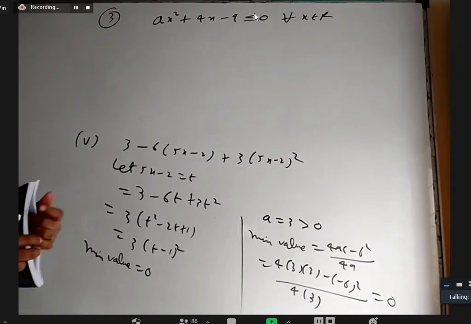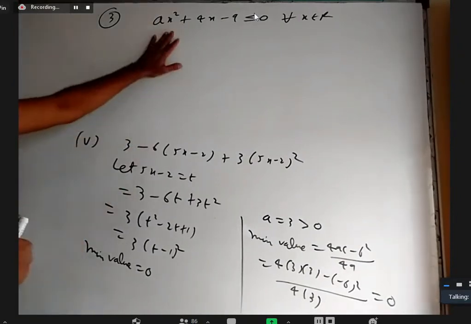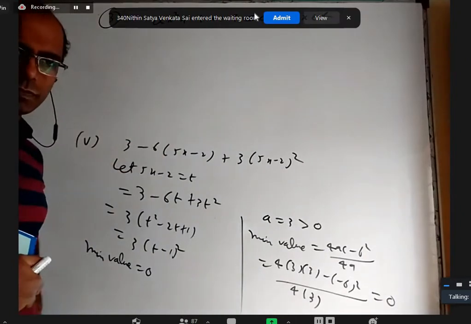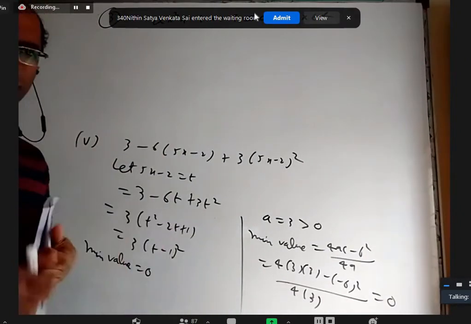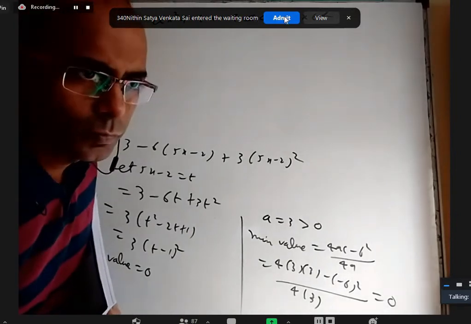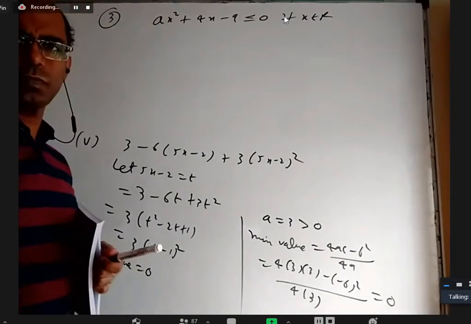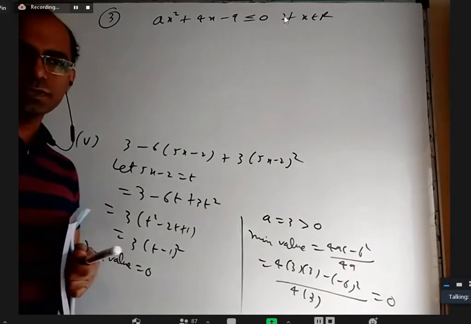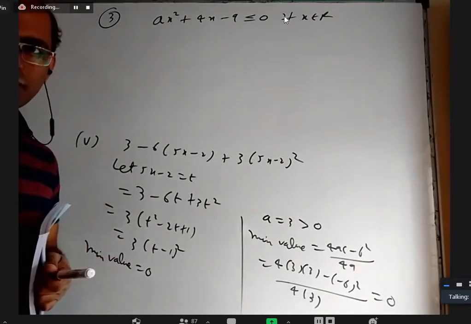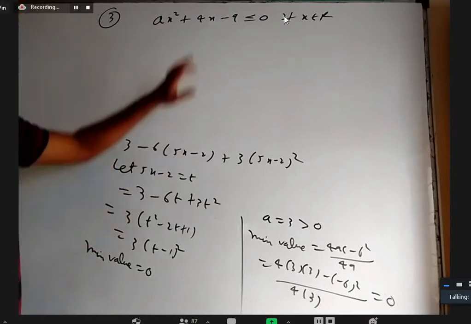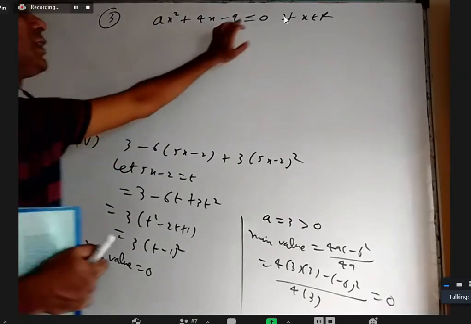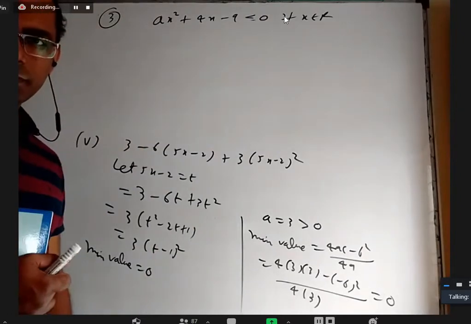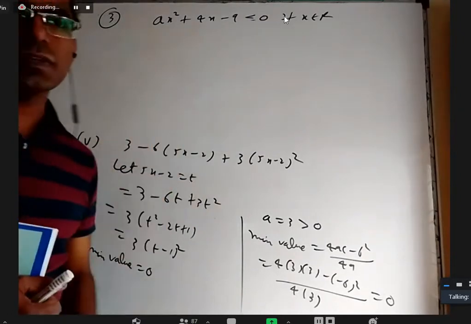Okay. Can anybody tell me when will a quadratic expression be always less than or equal to 0? What should happen? a less than 0. And is anything else required? b square minus 4ac is equal to 0. b square minus 4ac is not only equal to 0, it can be less than 0 also. Why? Okay. If b square minus 4ac is less than 0, then the equality will not be there. It will be always less than 0, right? If it is less than 0, it is also less than or equal to 0. No?